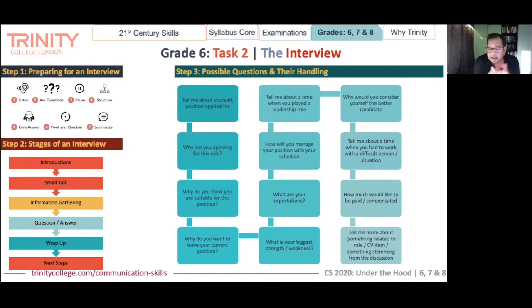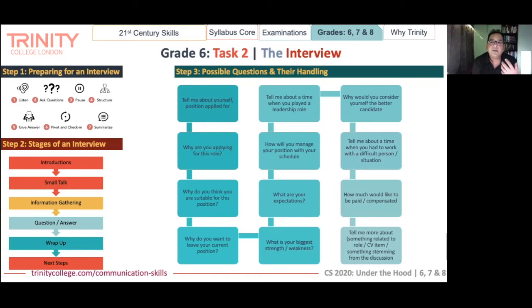Now, typically the stages of an interview would go as follows: introductions, small talk between the examiner and the candidate, then the information gathering process, where the examiner will talk to you and ask questions. This is not just true of this interview, it's true of any interview. So you gather information, it works both ways normally in the professional world. Then you have a question and answer session where both sides seek additional details, a wrap up, and then presumably next steps if it's a happy ending.